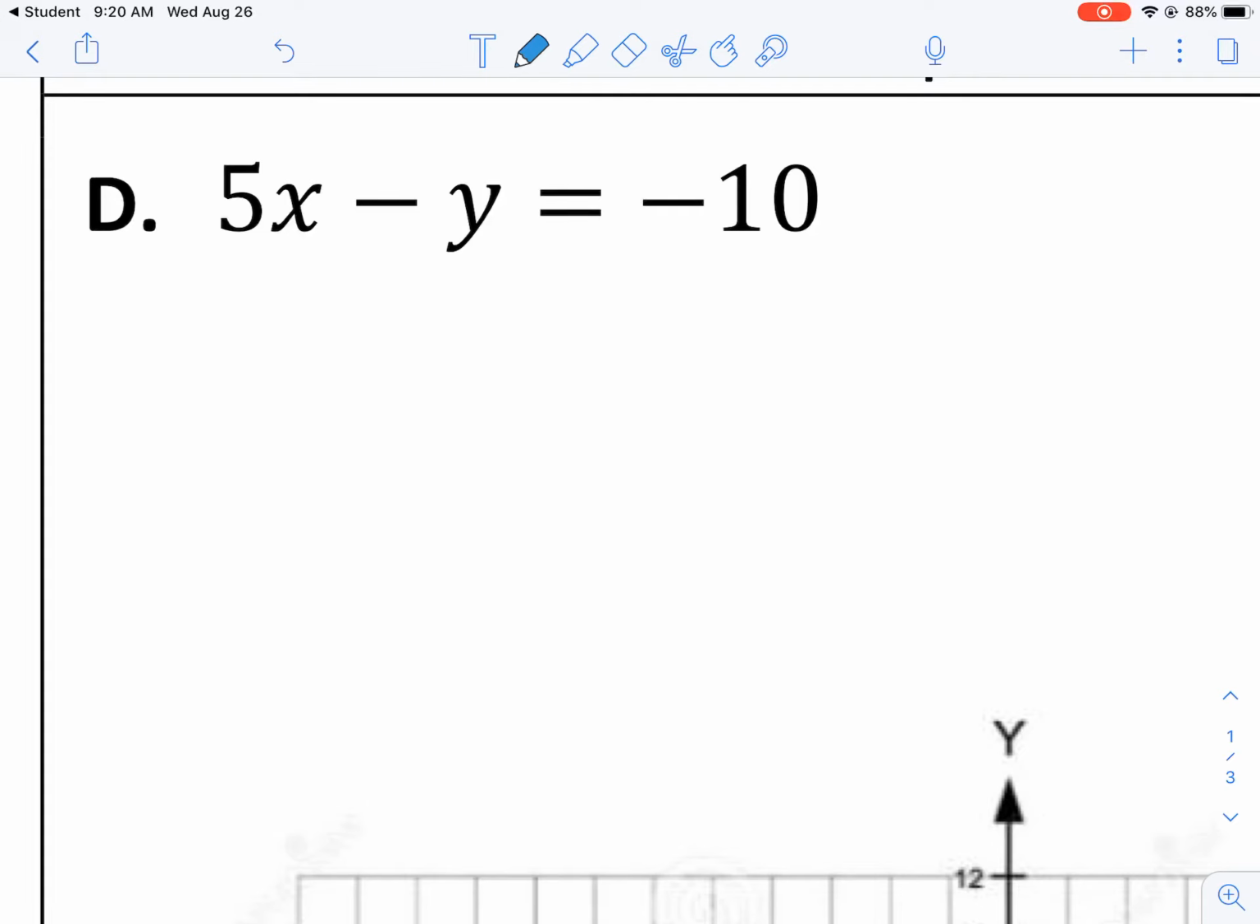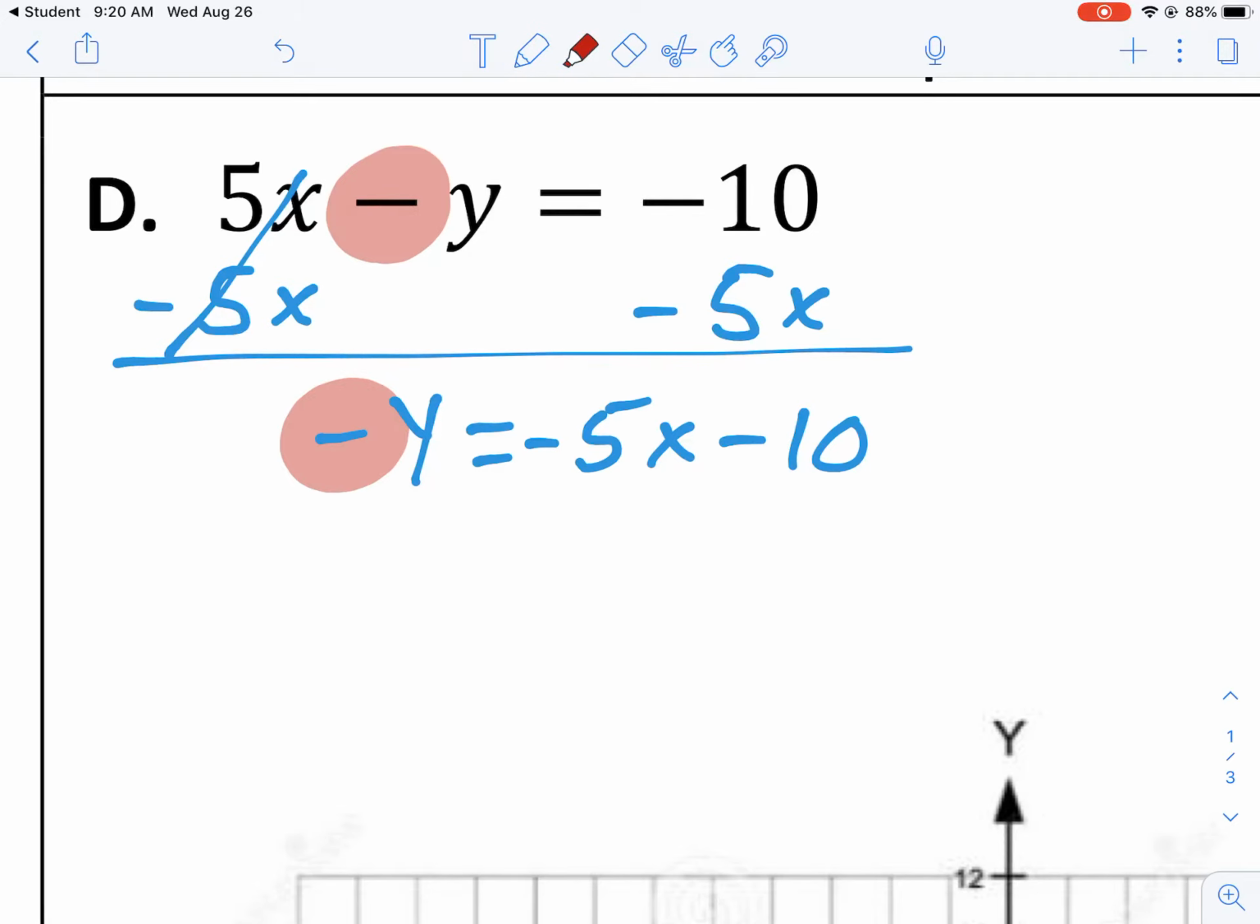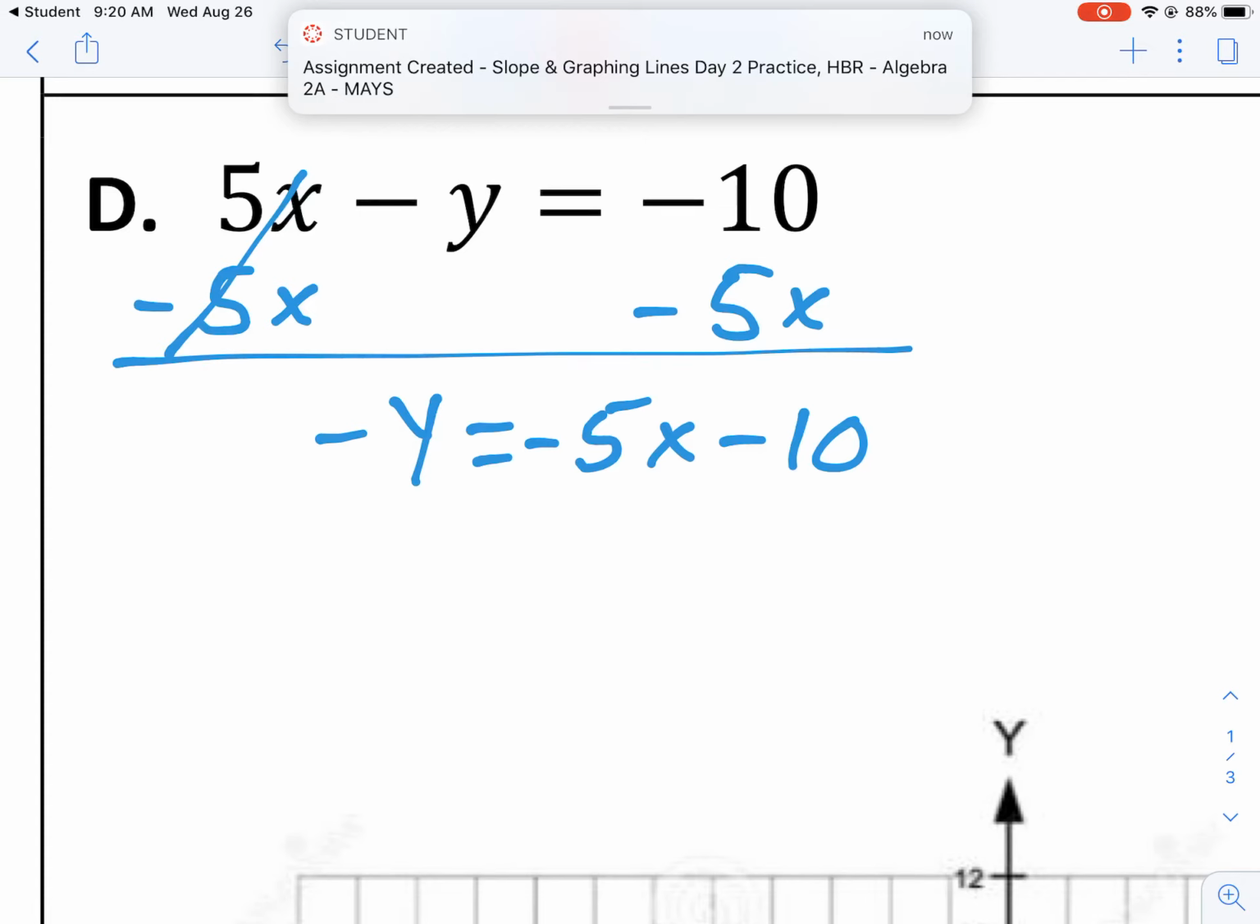Again, we have to turn it into slope-intercept form, so we're going to subtract 5x on both sides. That gives us -y equals -5x minus 10. Some people forget about this when there's no number. That negative sign is still attached to the y, so that has to come down.